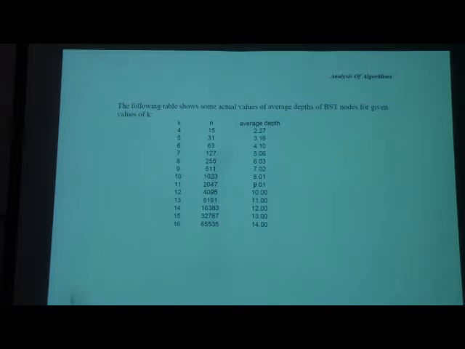0.19. How much is it? What's the difference? 1.9. So the answer is about 1. Because if a tree has depth of 10, remember the root is 0, so the deepest level is 9, but the average is 8. Now, this is one of these crazy situations.